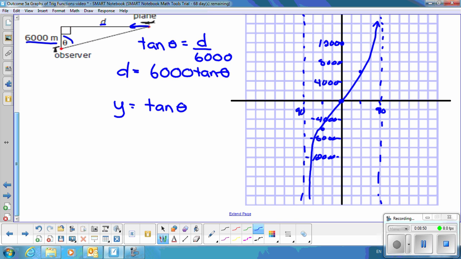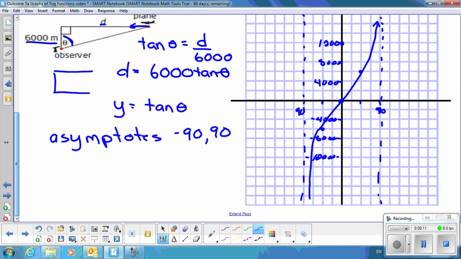Part C asks where are the asymptotes located on this graph. So our asymptotes are located at negative 90 and at 90. What do they represent? Well, when this angle theta becomes 90 degrees, our picture now would look like this, which is no longer a triangle, and so our relationship would no longer be defined.